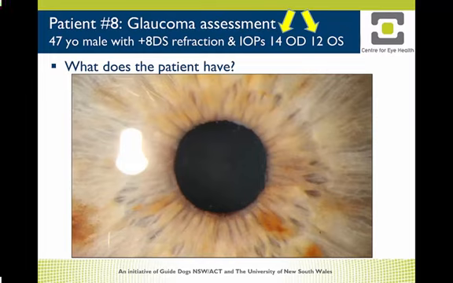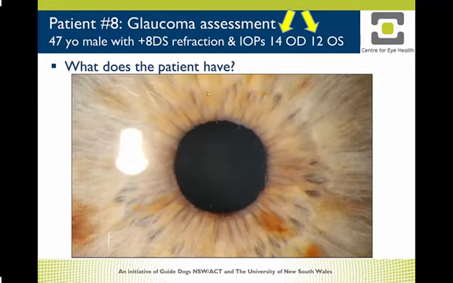So let's now have a look at patient number 8. The patient was referred for a glaucoma assessment because of these changes here that the optometrist noticed. And these changes are a pseudoexfoliation material on the anterior lens and on the edge of the pupil here. And you note that the pressures, when we measure them, are pretty normal. There's no major change there.